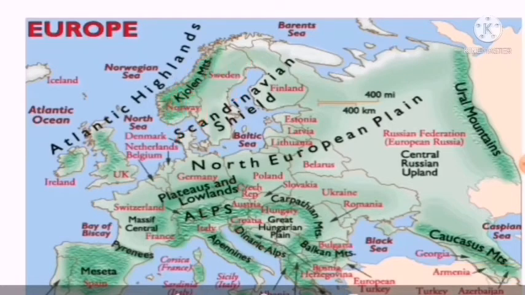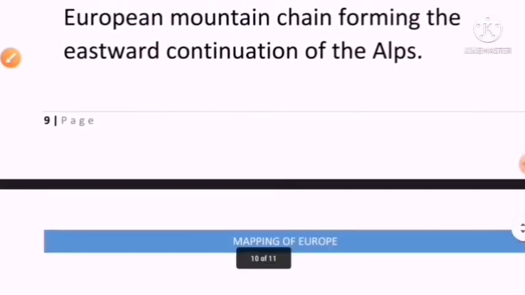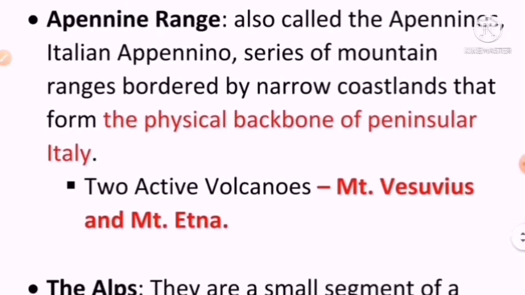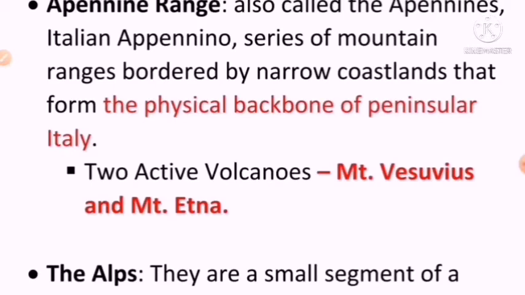Okay, the next important mountain is the Apennine Range, also called the Apennines. It is a series of mountain ranges bordered by narrow coastlands that form the physical backbone of peninsular Italy. Now an important question that comes based on this is: the two active volcanoes located in the Apennine range are Mount Vesuvius and Mount Etna.